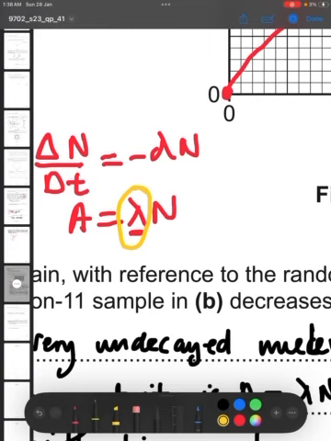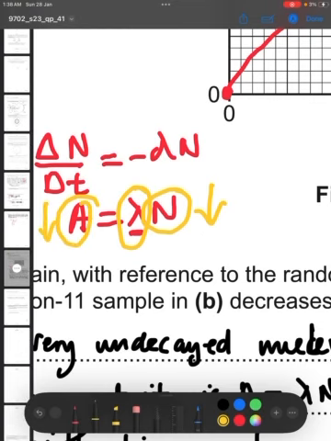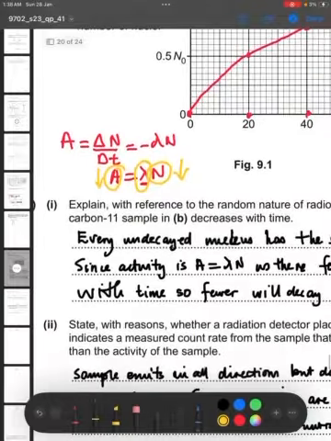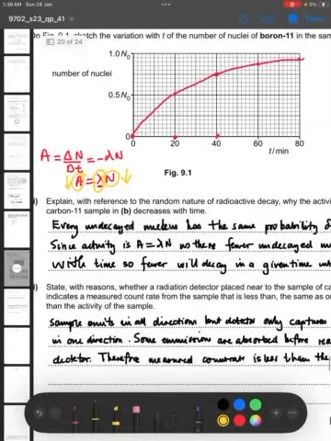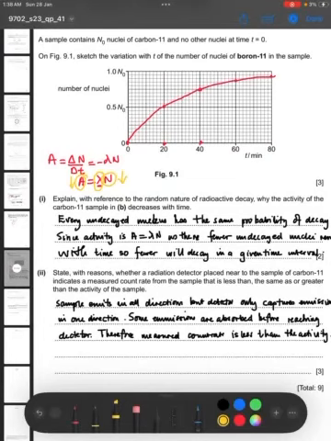So now when nuclei are decaying, it means that N is decreasing. So if N is decreasing, then activity should also decrease, since lambda is a constant. So that's what this question is asking. Explain with reference to the random nature of radioactive decay why the activity of the carbon-14 sample in B decreases with time. So it is asking you, why is it that the activity of carbon-14 actually decreases with time?